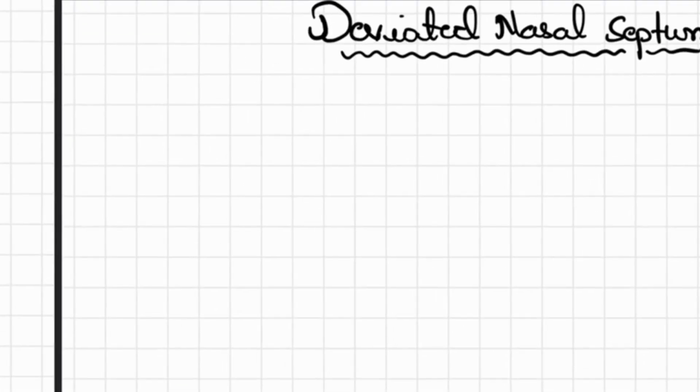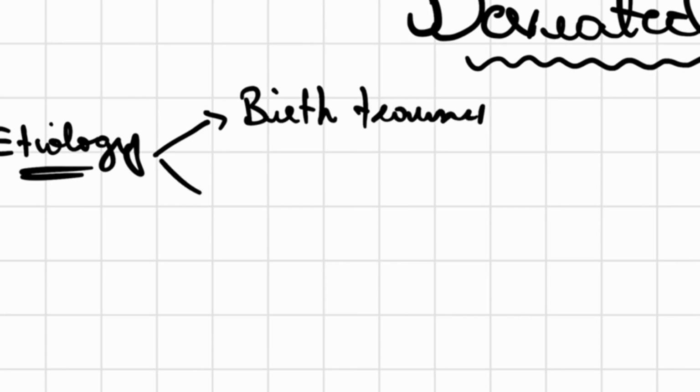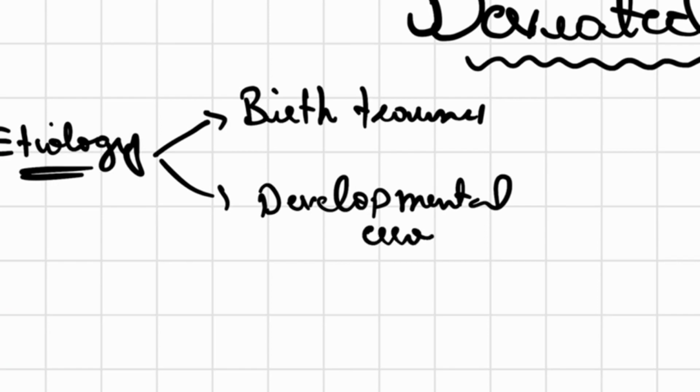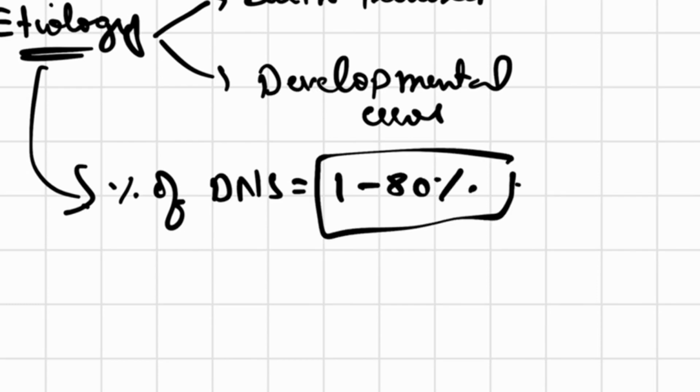As I'm studying in third year MBBS in Gulbarga Institute of Medical Science, we are going to learn about the deviated nasal septum. Let us begin with the etiology of deviated nasal septum. Deviated nasal septum is mainly caused by birth trauma or developmental error. The chance of DNS in a person is 1 to 80% as per new guidelines.